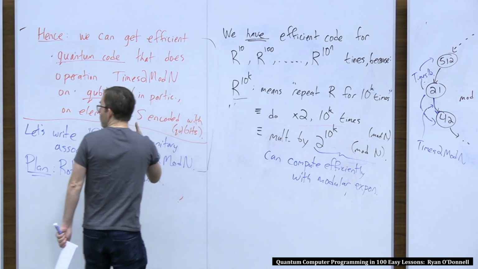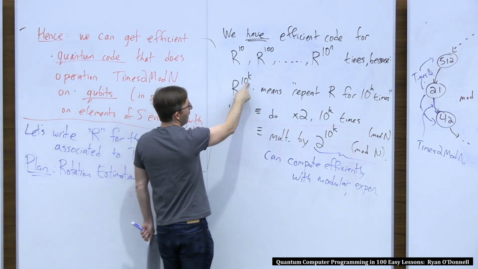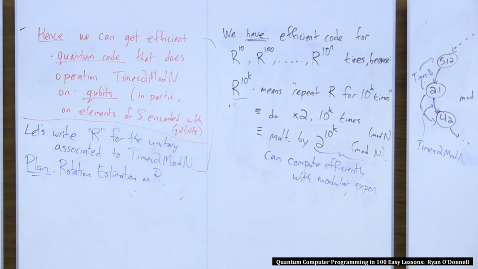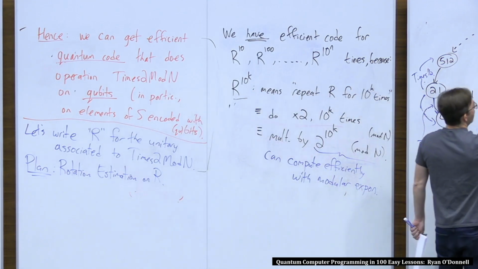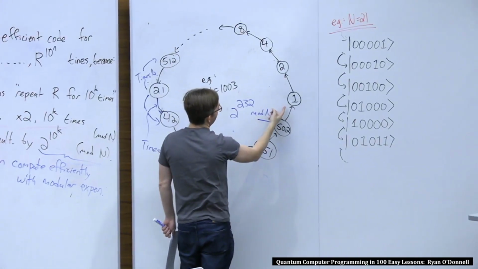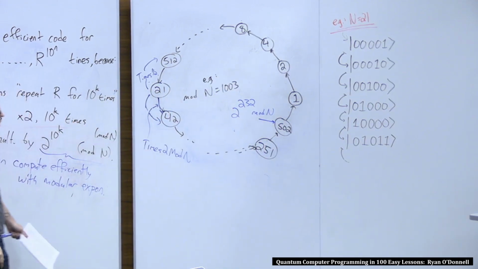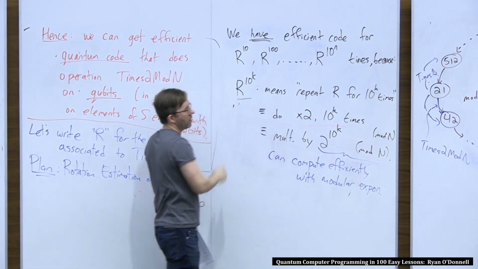And then in the same way you got the quantum code for R, you can get the quantum code for R repeated actually any number of times. It doesn't have to be a power of 10. So this is a key part: we don't just have quantum code for doing one step along this chain. You can actually get quantum code for doing any pre-specified number of steps along this cycle. And rotation estimation wants powers of 10.